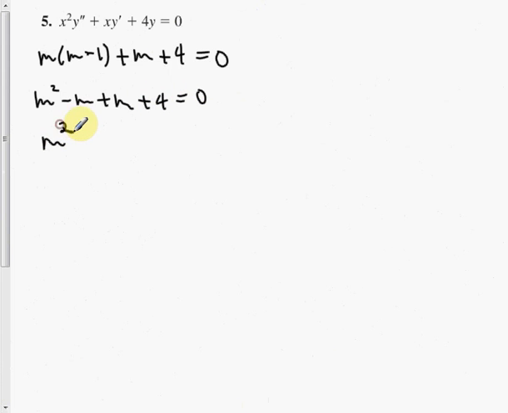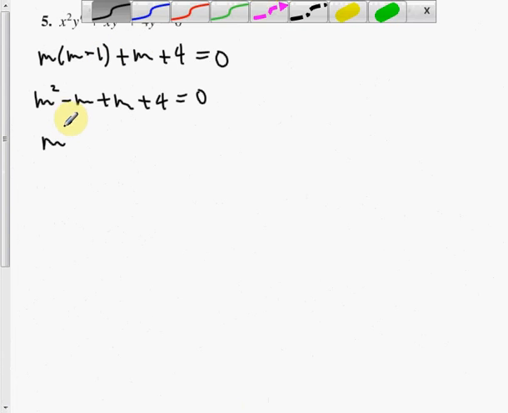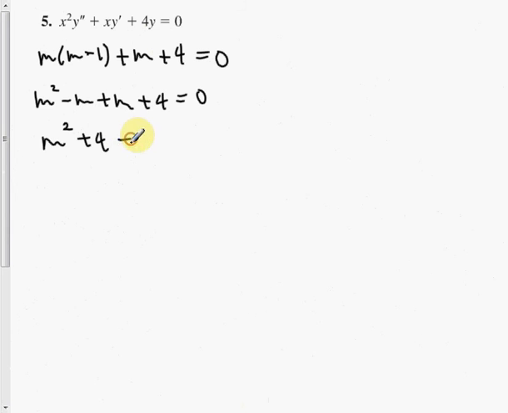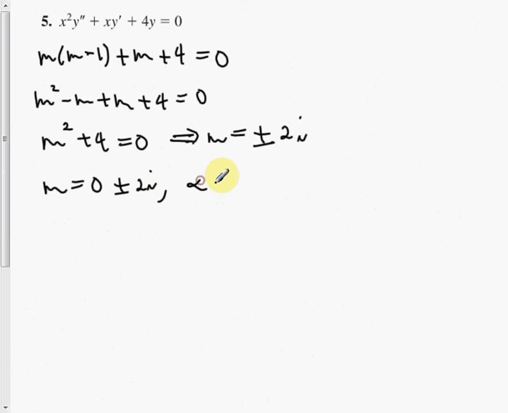This is just m squared plus 4 equal to 0. This implies that m is equal to plus or minus 2i. That is a 2. For some reason, the 2's don't come out so well. So m is equal to 0 plus or minus 2i. So alpha is 0 and beta is 2.